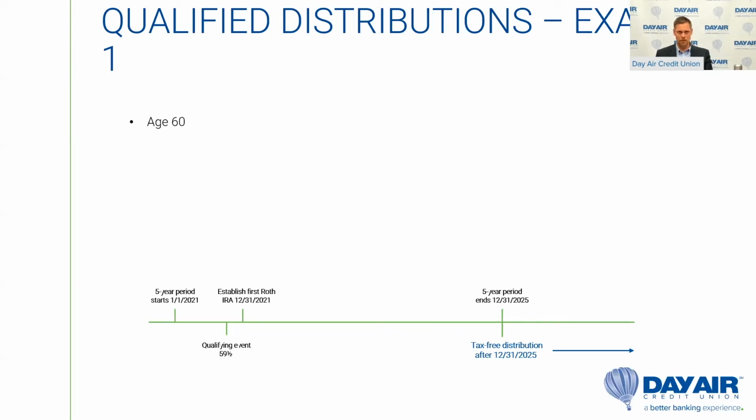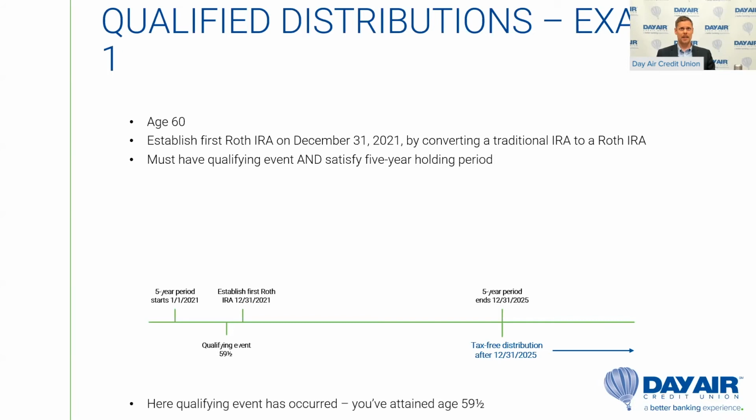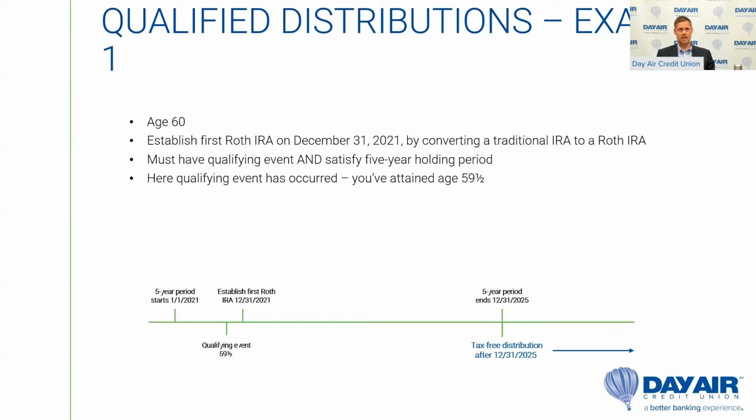So in this example, this saver is age 60, and they're putting money in the Roth IRA on December 31st of this year. They do need a qualifying event, and they have to satisfy that 5-year holding period. Okay, so let's take a look here.